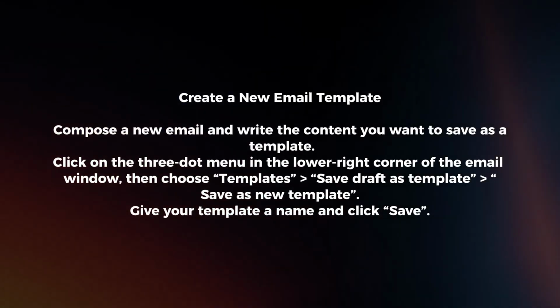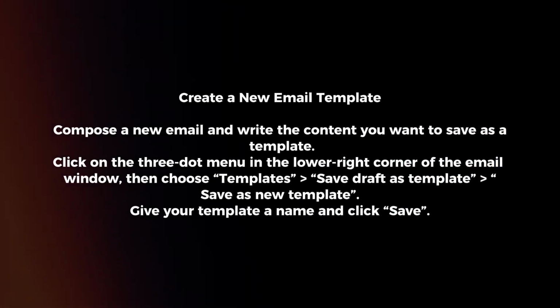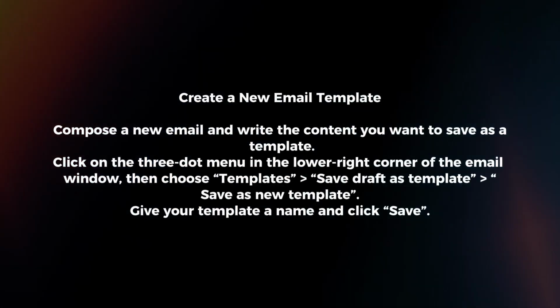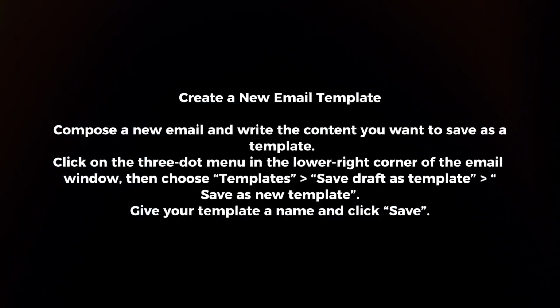Create a new email template. Compose a new email and write the content you want to save as a template. Click on the three-dot menu in the lower right corner of the email window. Then choose Templates, Save Draft as Template, Save as New Template. Give your template a name and click Save.